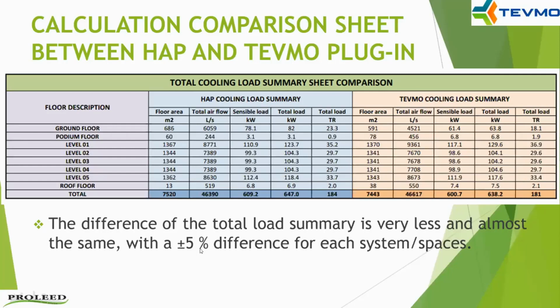So the difference in the total cooling load summary is very small and almost the same, with a plus or minus 5% difference for each system I'm speaking of, like individual FCUs. In terms of FCUs, it will have plus or minus 5% difference, which is okay and negotiable. Again, this is to be looked into by the TEVMO team to improve.